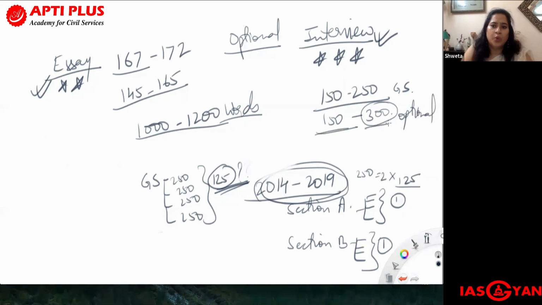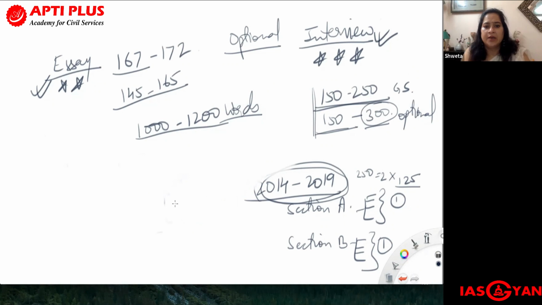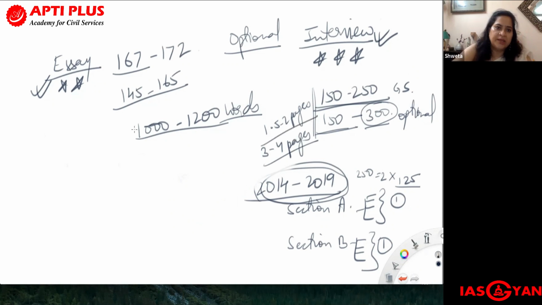So 150 to 300 words is what a student has practiced by now. When a student is writing the mains exam, for GS and optional, a student is seasoned to write something between 1.5 to 2 pages for a 150-word question, and for a 250 or 300-word question, the student writes 3 to 4 pages. By pages, I mean sides. So here in essay, when you are writing 1,000 to 1,200 words for one single essay, you end up writing something closer to 18 to 20 pages, going by the size of your handwriting.